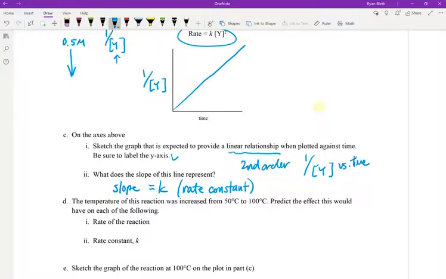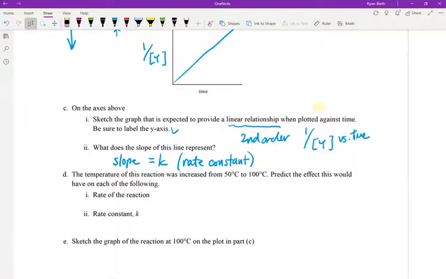The temperature of this reaction was increased from 50 to 100 degrees. Predict the effect this would have on the following. So the rate of the reaction: whenever we raise the temperature, increasing temperature will increase the rate of any reaction. Now again, that's not to say that it necessarily becomes more thermodynamically favorable at a higher temperature, but it will increase the rate of the reaction. And those two things aren't quite the same.